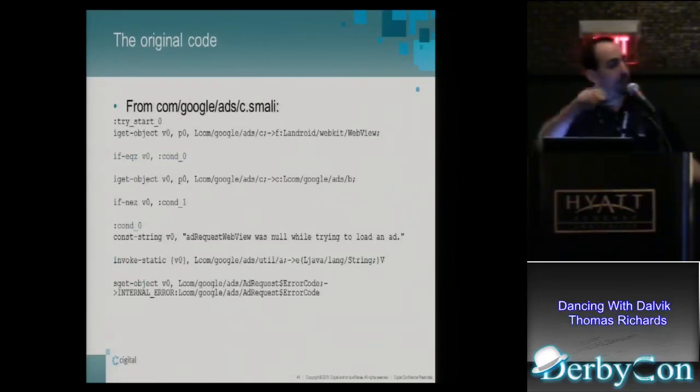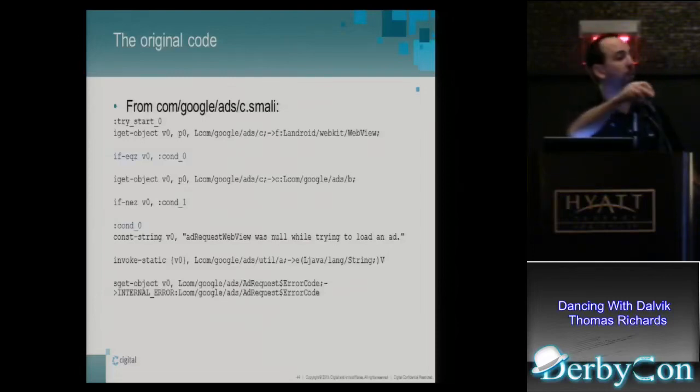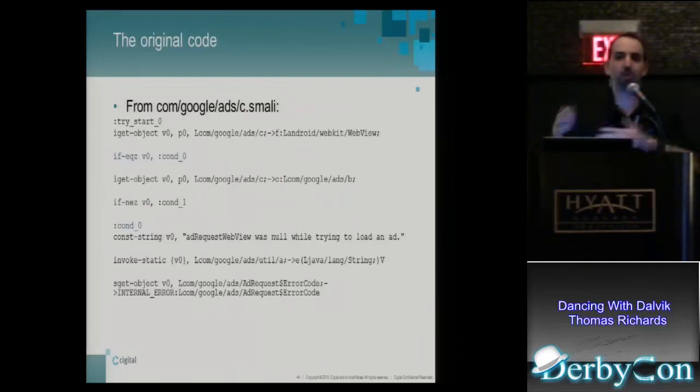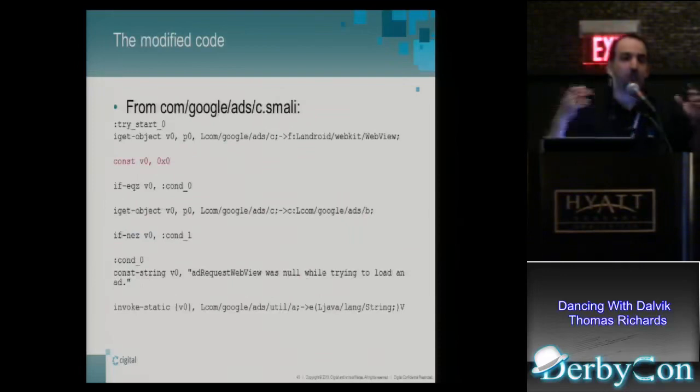Looking down to here, that's where the string goes, and here's the conditional before it. So it tries to call the ad. If it's equal to 0, which means it was false, it jumps to condition 0. Condition 0 says, okay, couldn't load the ad, no network, I'm now going to skip that and continue doing what I'm doing. So let's just force the v0 variable to always be false when going into this condition.